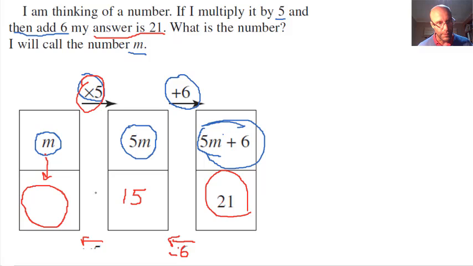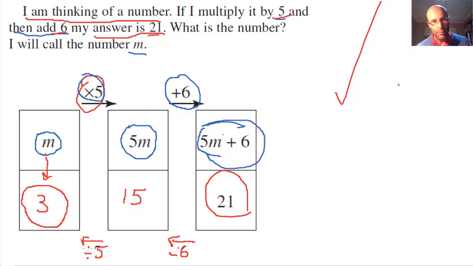The inverse operation next of times 5 is divide by 5. Let's divide by 5. We go 15 divided by 5 is 3. So the result is 3. So let's check that out. I'm thinking of a number. Let's test it. If I multiply it by 5, that's 15, and I add 6, my answer is 21. You betcha it works. So we can check our answer with those by testing it.